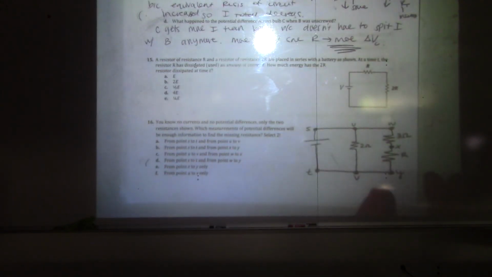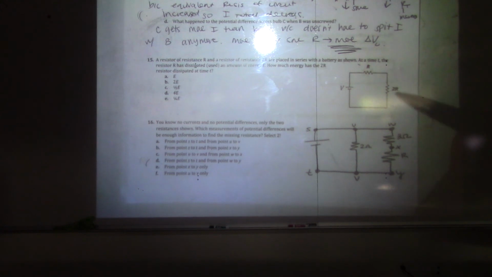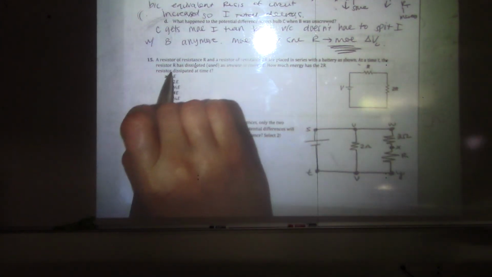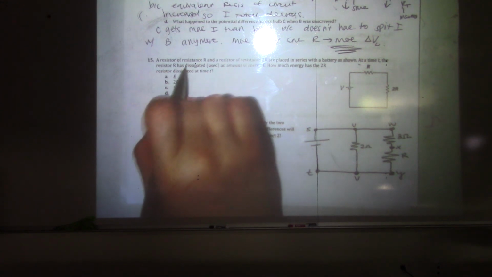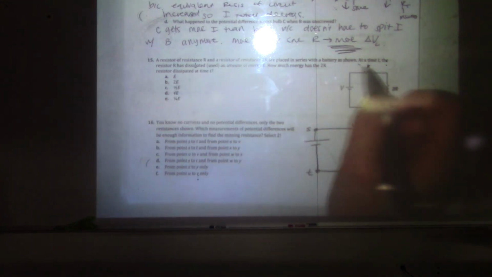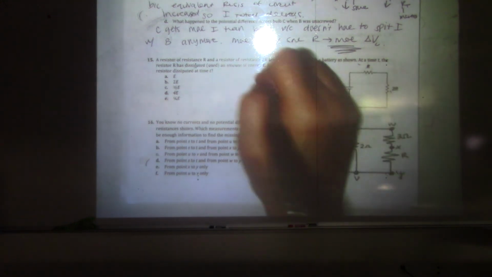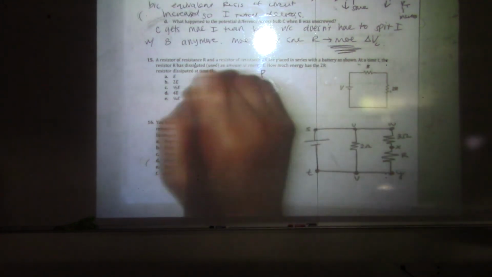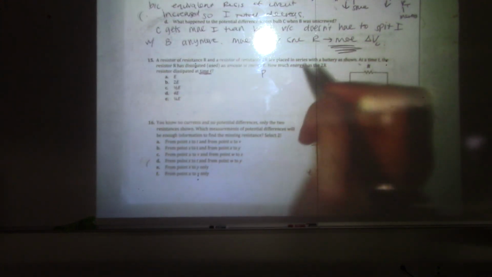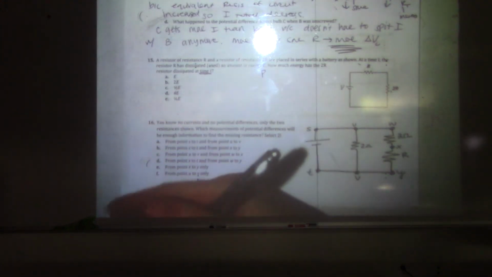Number 15, we know that we've got R and 2R in series with battery V. At time T, this one has used an amount of energy E. How much energy has this guy used? So I went immediately to power because I'm talking about time and energy. Remember, the definition of power is the rate at which it's using energy. So if I'm still talking about the same time, the one that has used more or less energy is the one that has more or less power. So I know I'm talking about power here.